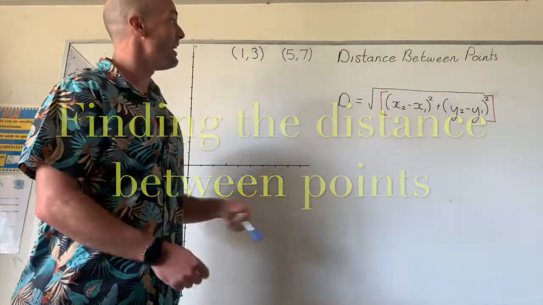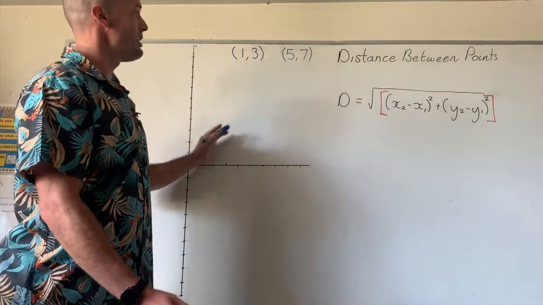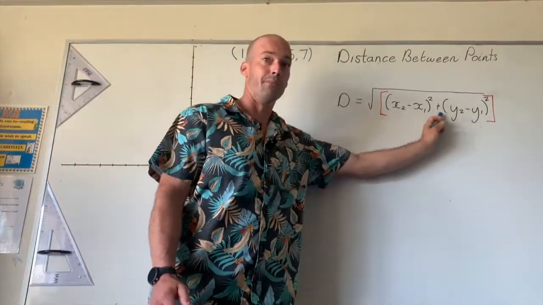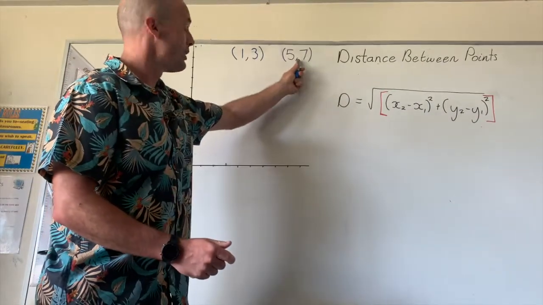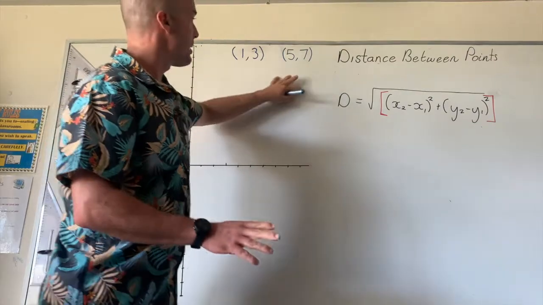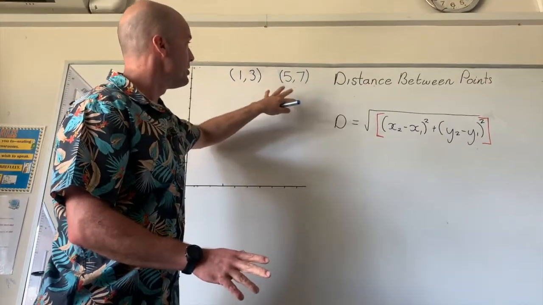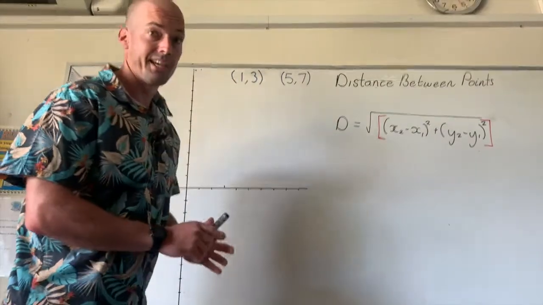Today we are going to be finding the distance between points on a Cartesian plane using the distance formula. So we've got 2 points here with the coordinates. Now our goal is to be able to do it without using the actual Cartesian plane, but just to demonstrate, I'll put it on the Cartesian plane.